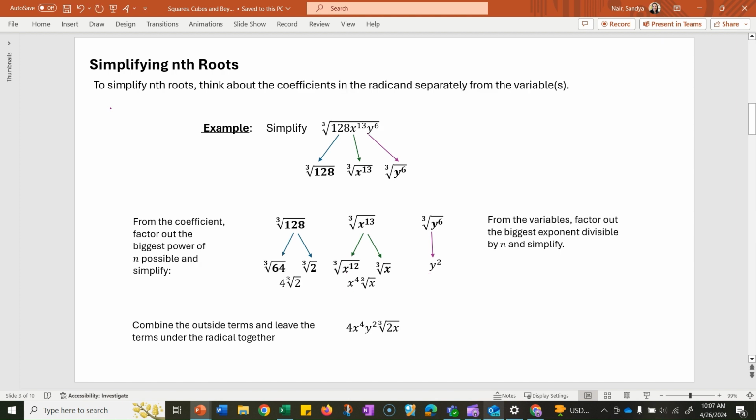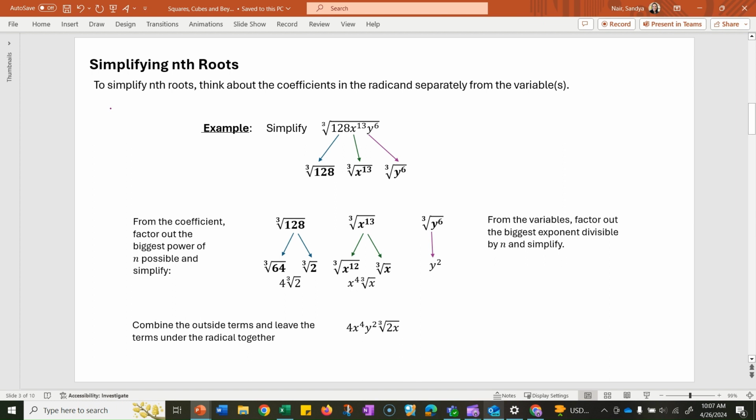So we're going to do something similar when we're working with nth roots. Suppose we have the cube root of 128, x to the 13th, y to the 6th. We're going to separate this as the cube root of 128, the cube root of x to the 13th, and the cube root of y to the 6th. The cube root of 128, we can separate as the cube root of 64 times the cube root of 2, because 64 is the biggest power of n. In this case, n is 3. And so the biggest power of 3 that 128 is divisible by is 64. So we take the cube root of 64, and that's 4. So we have 4 times the cube root of 2.